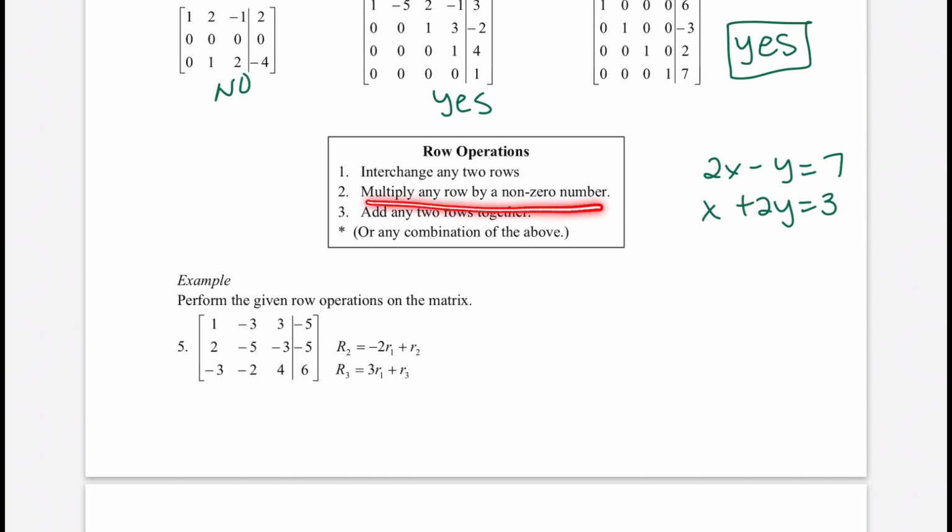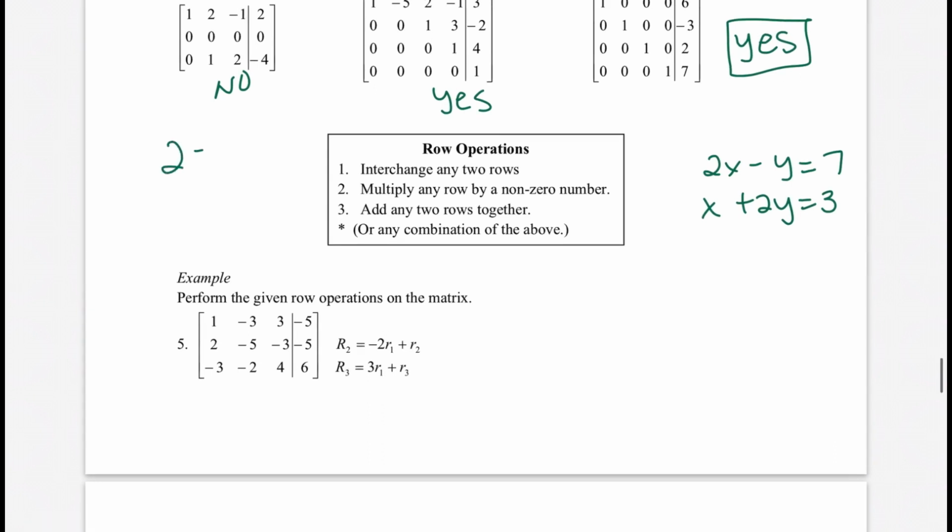I can multiply any row by any non-zero number. So for example, if you have an equation that is true, 2 equals 2, you can multiply both sides by any number, and that will still give you something that is true. You can also take and add two rows together. So for example, if I had two equations, 2 equals 2 and negative 6 equals negative 6, I can add those together to get negative 4 equals negative 4, that is also true. So anytime you add equations, two things that are equal, you're going to get something else that is equal.